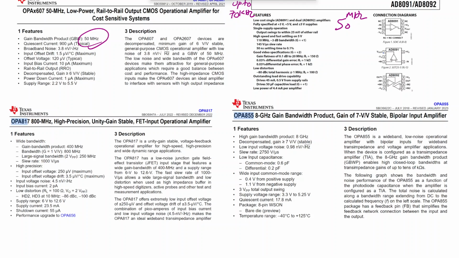Of course, it's a little bit more expensive, on the order of, say, $3 to as high as, if you go to extreme scenarios of say 8 to 10 gigahertz gain bandwidth product, which is very interesting, the OPA855 from Texas Instruments. This one is close to $8 to $10 per op-amp. Of course these values will change.